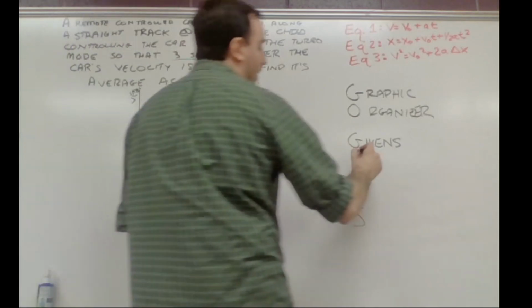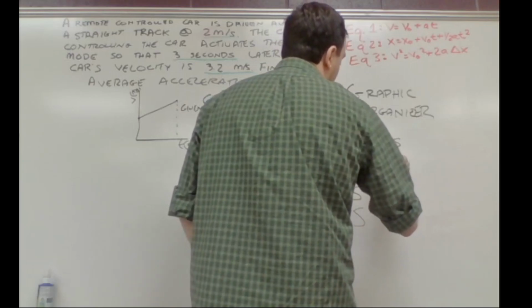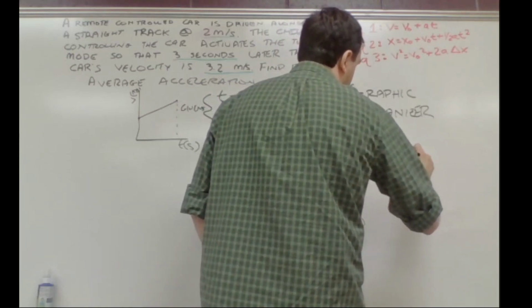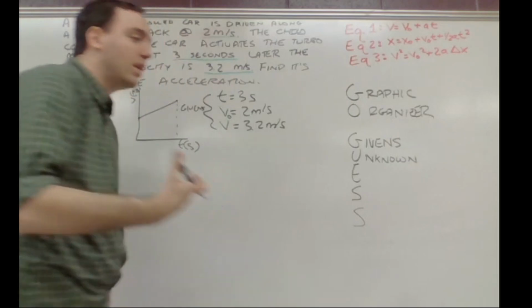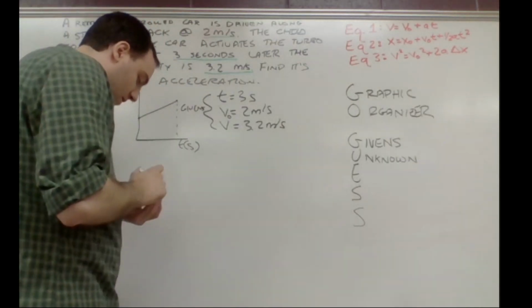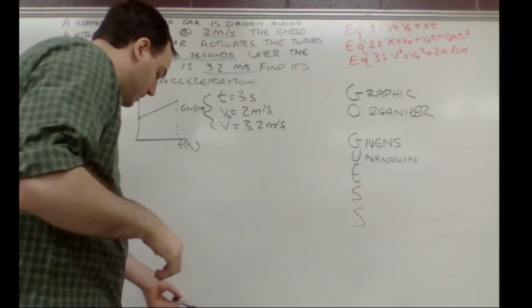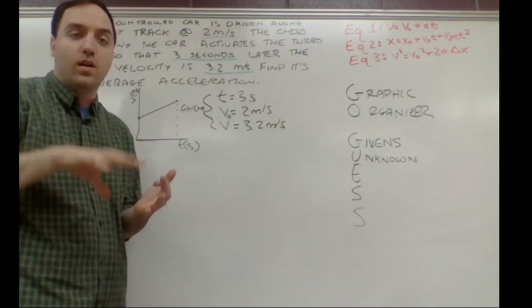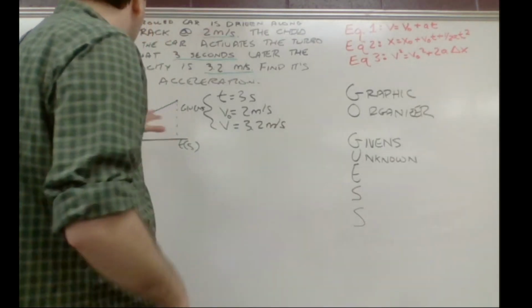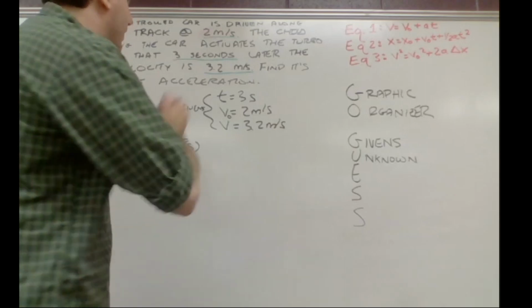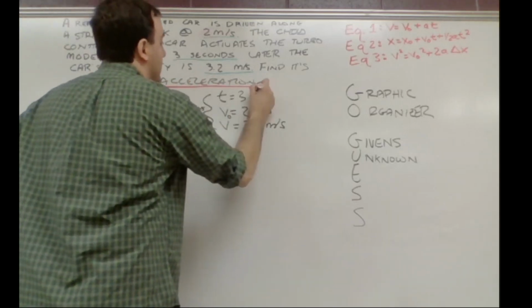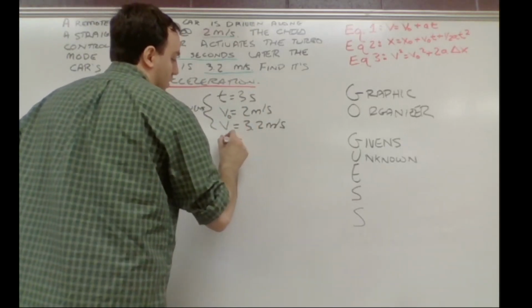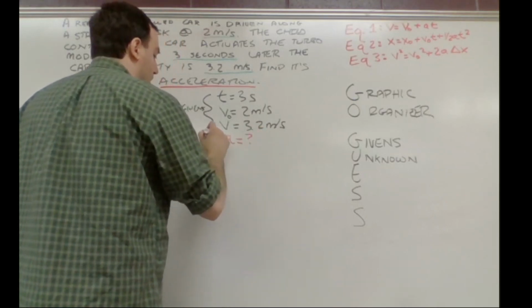Now we need to find our unknown. What am I looking for? What is the problem asking me to solve? Typically it's going to be something like how far, how long, what is. And in this case, it's find its. It's explicitly spelled out for you. Find its acceleration. That is my unknown.